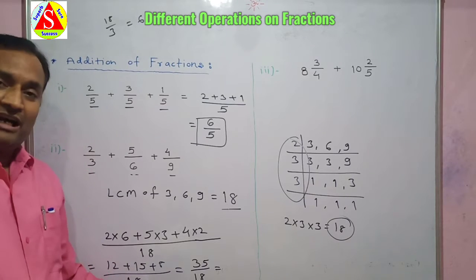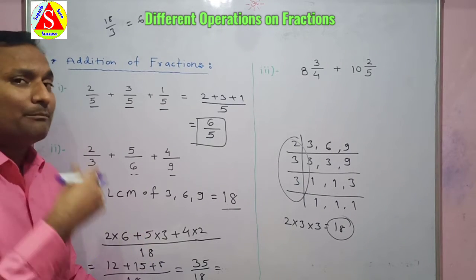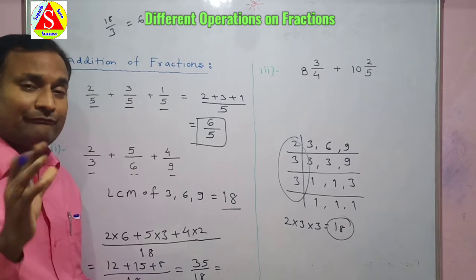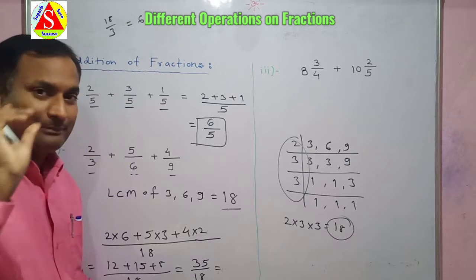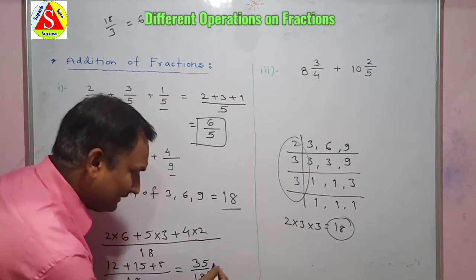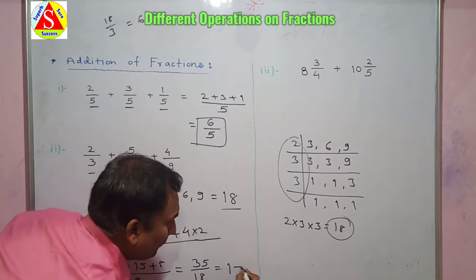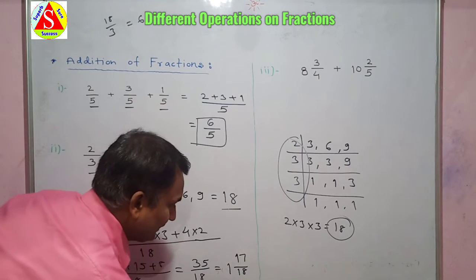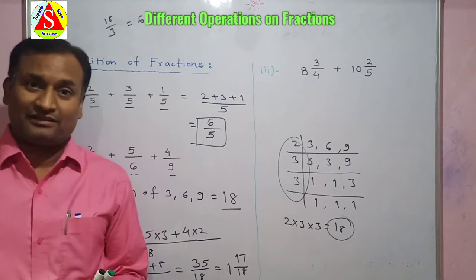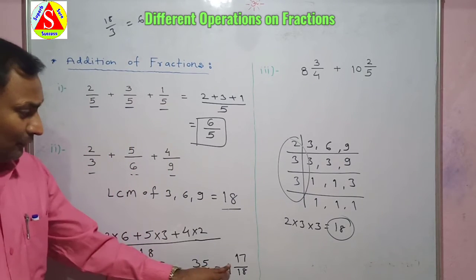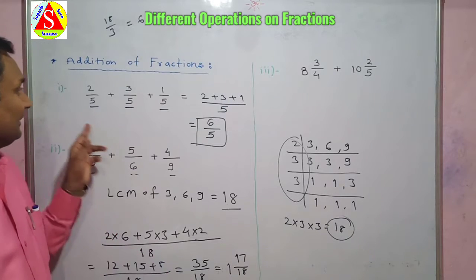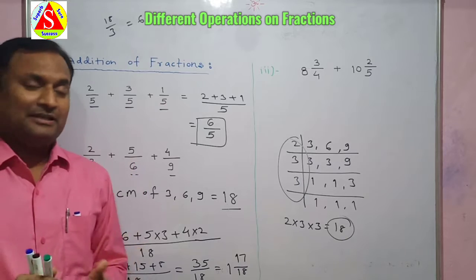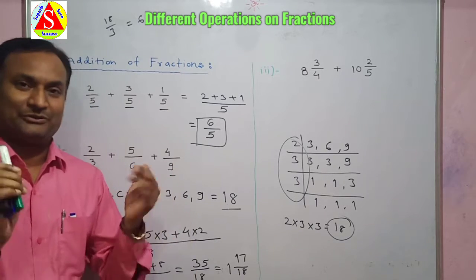Okay, so now we can convert it into a mixed fraction. Okay, so dear students, I hope you know the mixed fraction. If you don't know, please watch my previous video. Okay, so in the mixed fraction we will write 1 17 upon 18. Okay, so this will be our final answer, or we can say 1 17 by 18 is the addition of all the given terms. Okay, so I hope it will be clear to you.